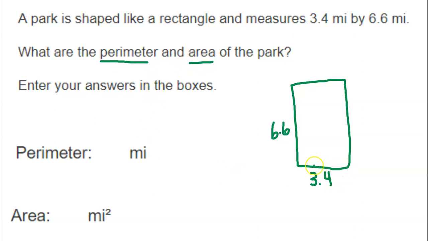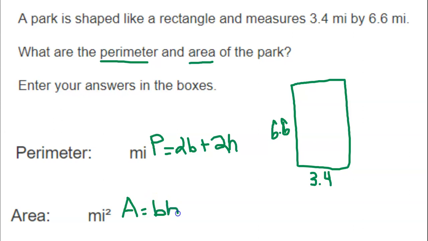So remember, your walkabout is the perimeter. The formula for you again, capital P is equal to 2 times the base. My B's and my 6's are looking a little bit the same here. That's not good, right? There we go. And 2 times the height. Then the area formula is capital A is equal to base times height.